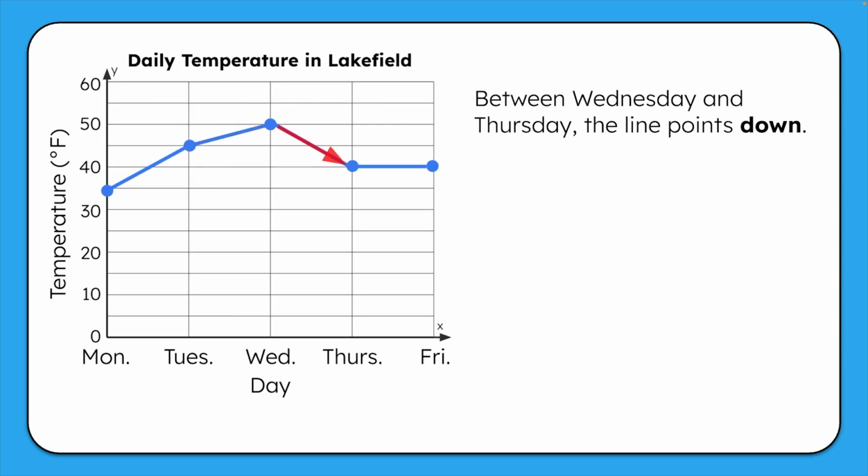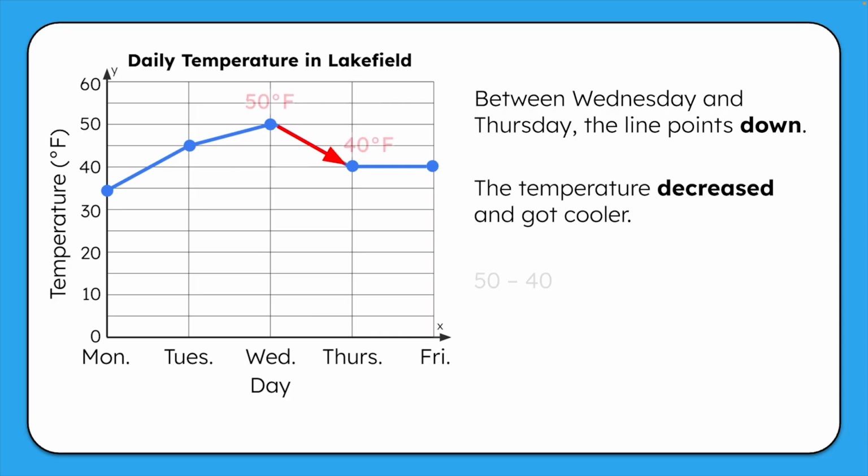Between Wednesday and Thursday, the line points down. What does that tell us? The temperature decreased and got cooler. 50 minus 40 degrees equals a 10-degree decrease.